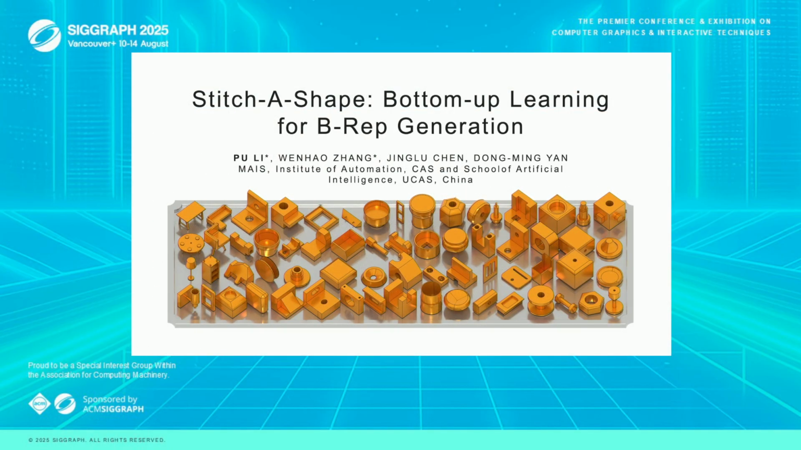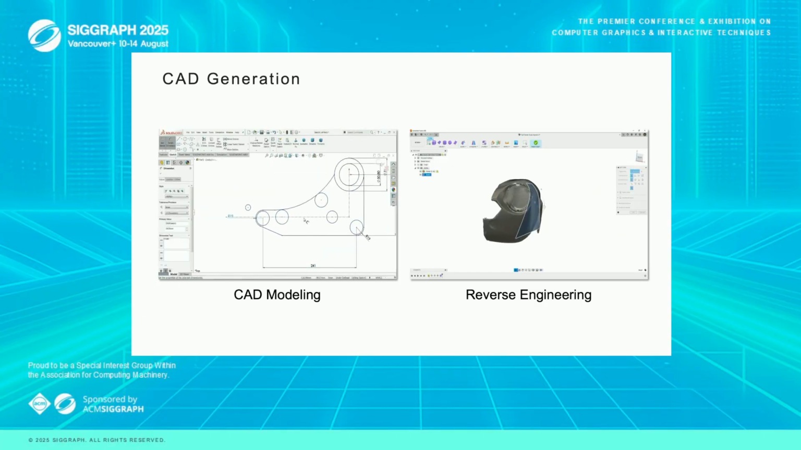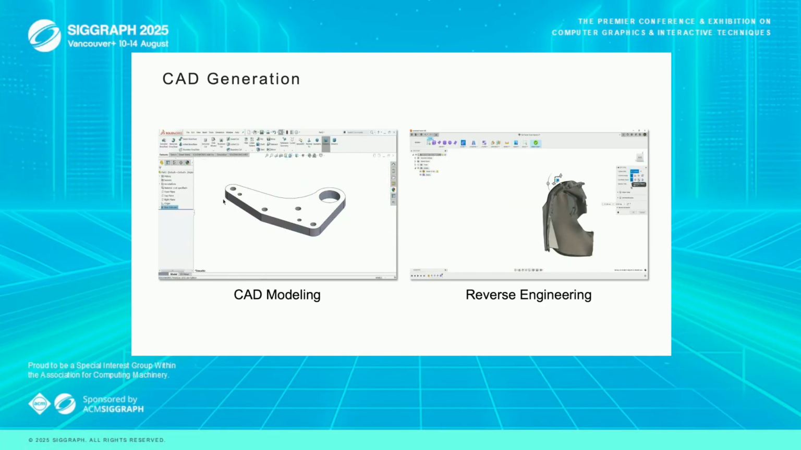Hello, everyone. My name is Pu Li, and I'm presenting our paper Stitcher Shape, which introduces a bottom-up approach for BREP generation. CAD generation is mainly aimed at improving the efficiency of manual modeling or reverse engineering for designers.